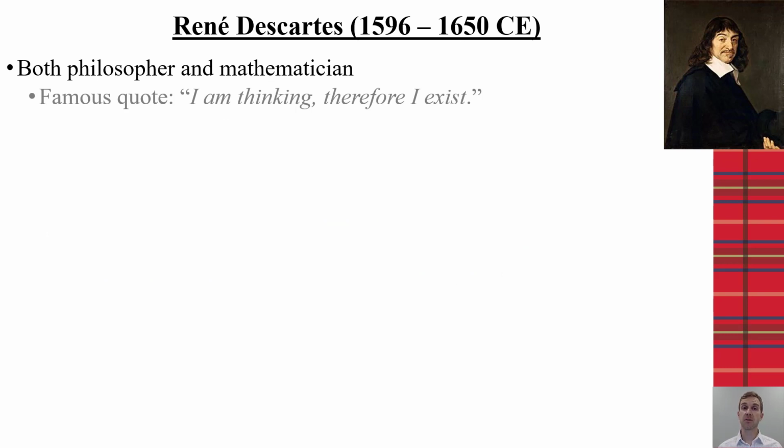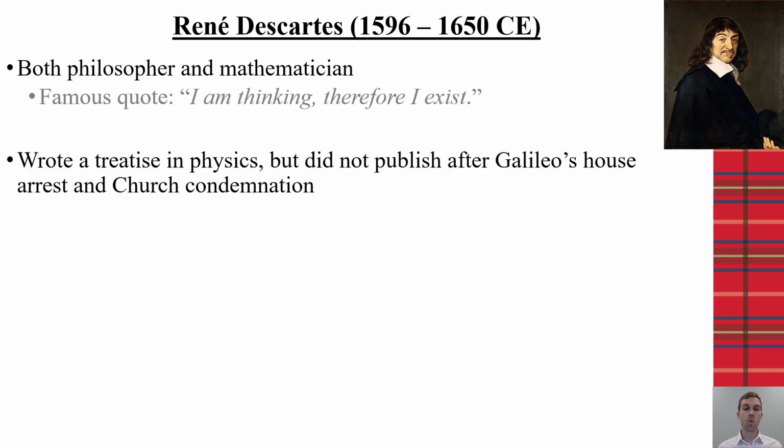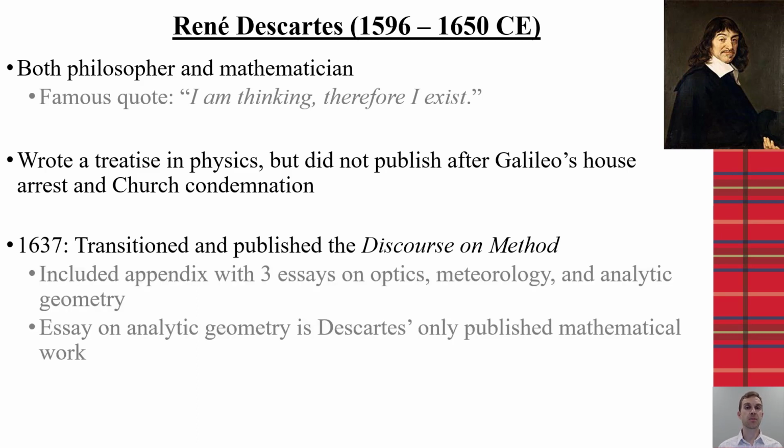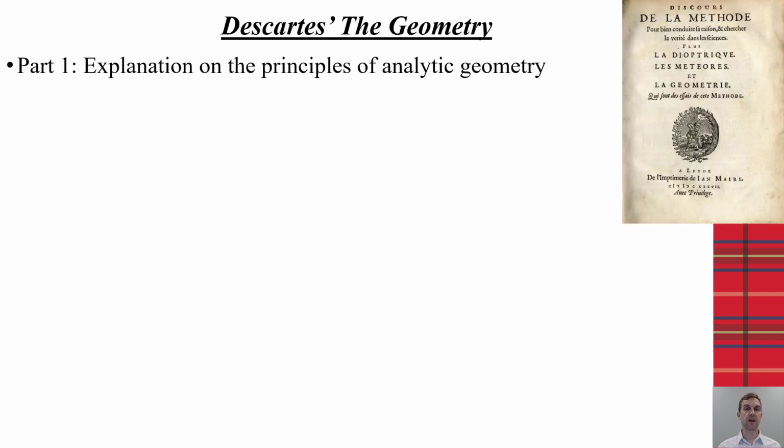René Descartes was both a philosopher and a mathematician. We often hear, "I think, therefore I am," comes from Descartes and his philosophy. Now, he did a lot of works, one of which was in physics, but at the same time, he watched Galileo go under house arrest and be condemned by the church and end up passing away in house arrest. So he moved on from that work and instead created the Discourse on Method. Within that, he published 3 essays in the appendices, and one of those was on analytic geometry, and that's where his only pure mathematical work can be found.